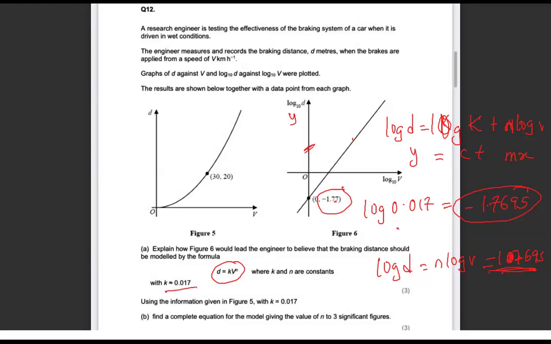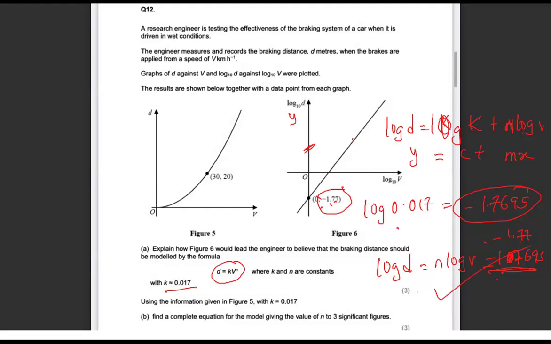The y-intercept on the graph is minus 1.77, and the y-intercept that you got is minus 1.769, which is also minus 1.77. So it's nearly the same. That's why you can use that model. You worked out from your own formula the y-intercept to be minus 1.76 or 1.77, and on the graph they got minus 1.77. Can you see it's the same? That's the reason.